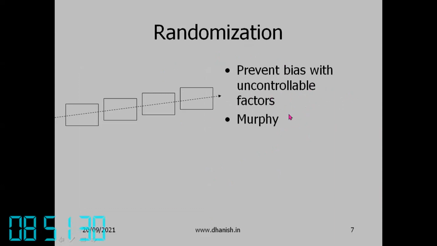So Murphy's law, you know what is Murphy's law? If something can go wrong, it will go wrong. So that is Murphy's law. So we have to be careful in our experimentation. We have to assume that it will go wrong and plan for those eventualities. So carry out the experiment in random order.